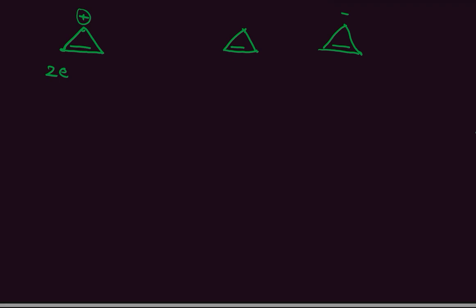So with two electrons, is it aromatic or anti-aromatic? If the number of pi electrons is a multiple of four, then it is anti-aromatic. If it is not, then it is an aromatic compound. So this is an aromatic compound.